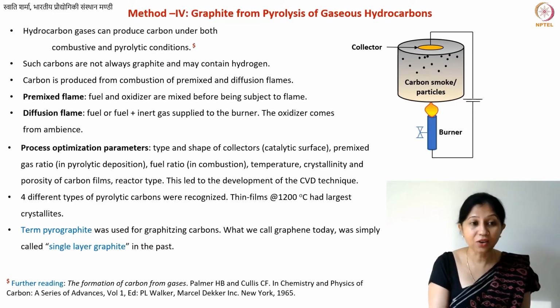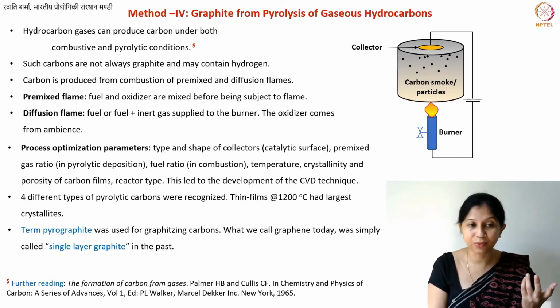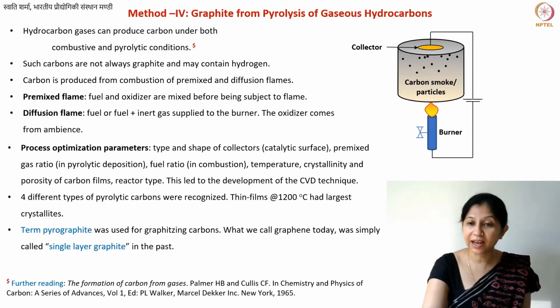Now these kinds of materials, at that time, were not called graphene. They were called either pyrolytic carbon, or in some cases pyrographite, when the material was closer to graphite and had reasonably large crystallites. And the one that we now call graphene, as I have mentioned multiple times, was just called single layer graphite, because it is the single layer of graphite.